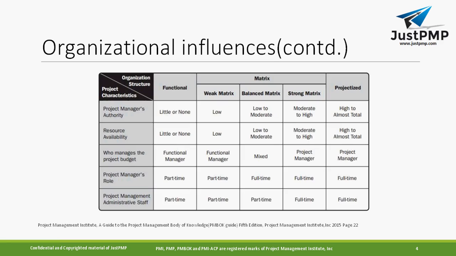So this is a high-level diagram on organizational influence, where you have the functional structure, then a matrix. Within a matrix we have weak matrix, balanced matrix, and strong matrix. For each, we look at the project manager's authority, the resource availability, who manages the project budget, the project manager's role, and project management administrative staff. Each and every role differs in the different organizational structures. We're going to cover that in the next slide. Let's focus on the first thing, that is the functional manager.